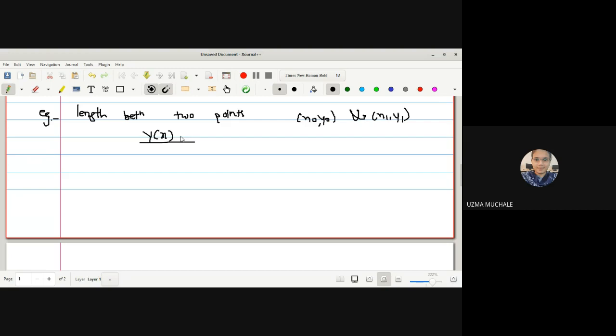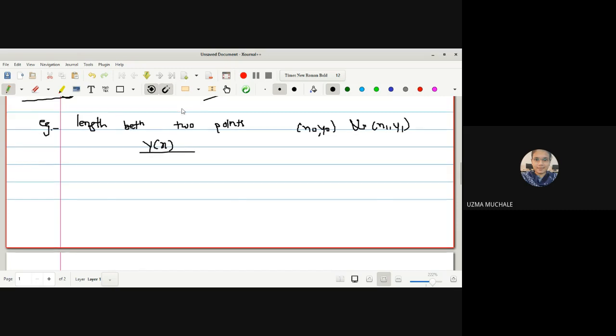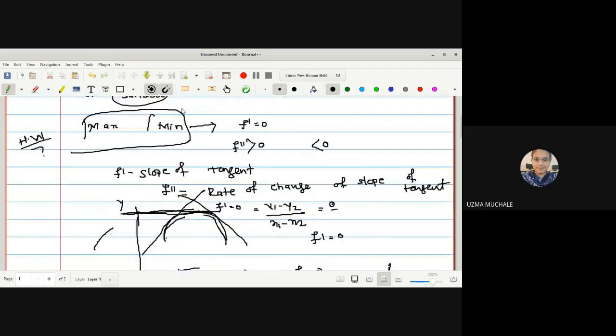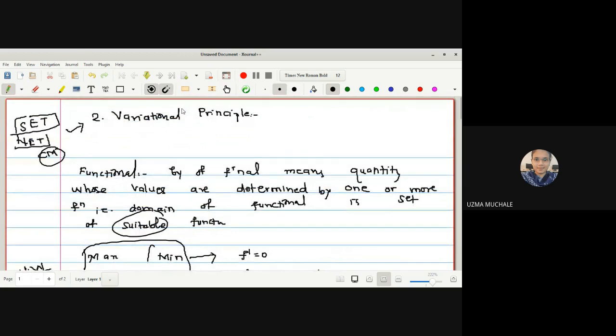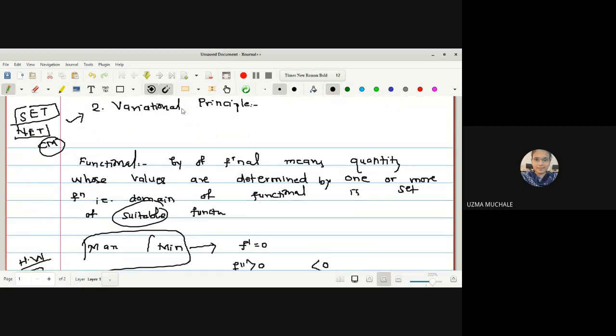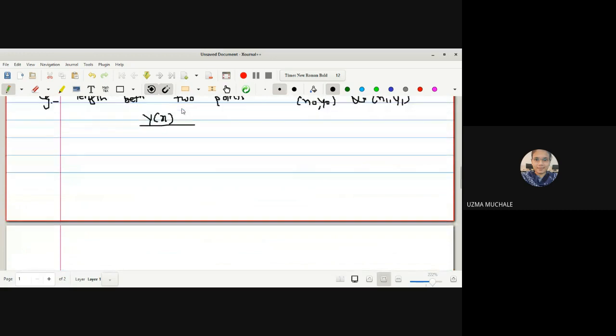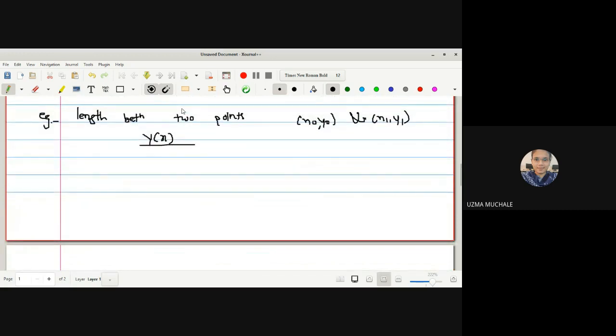That is, functional means what? It is nothing but something defined with the help of a set of functions. We can say the domain of the functional is the set of suitable functions. Functional means a quantity whose values are determined by one or more functions. You will come to know how a functional is defined by this example. Now we know that the length between the 2 points can be found with the help of the distance formula.